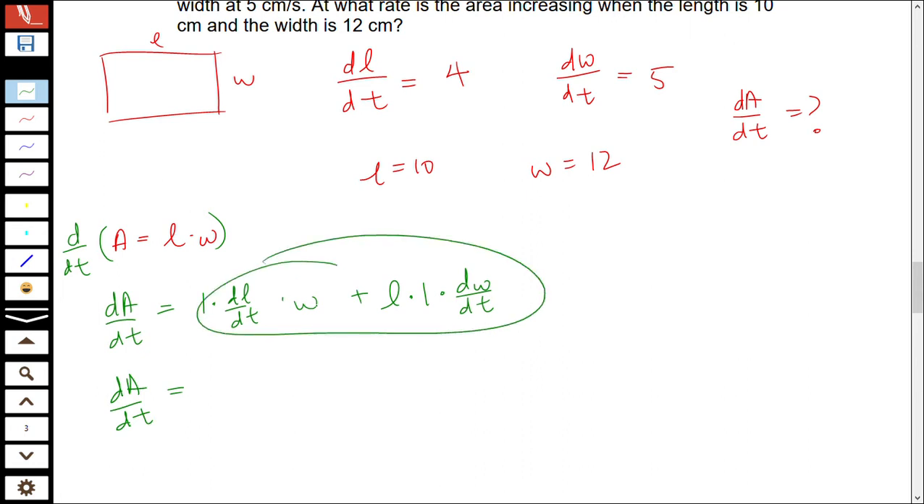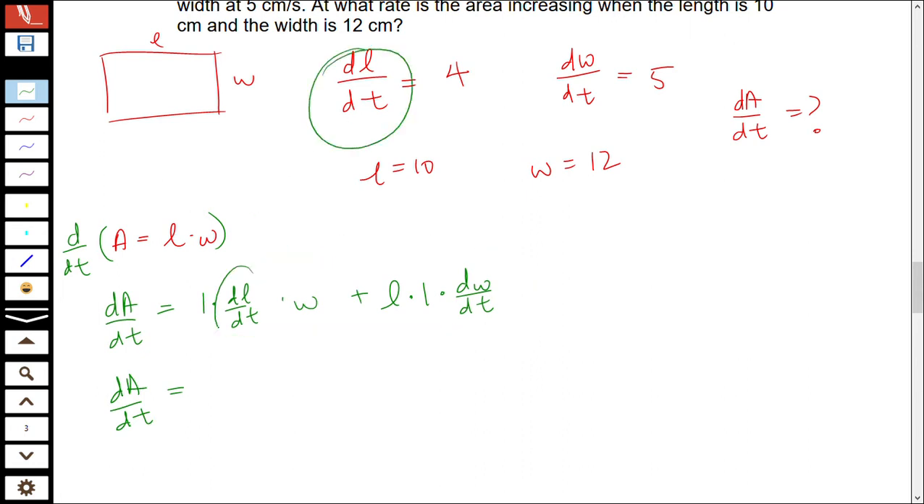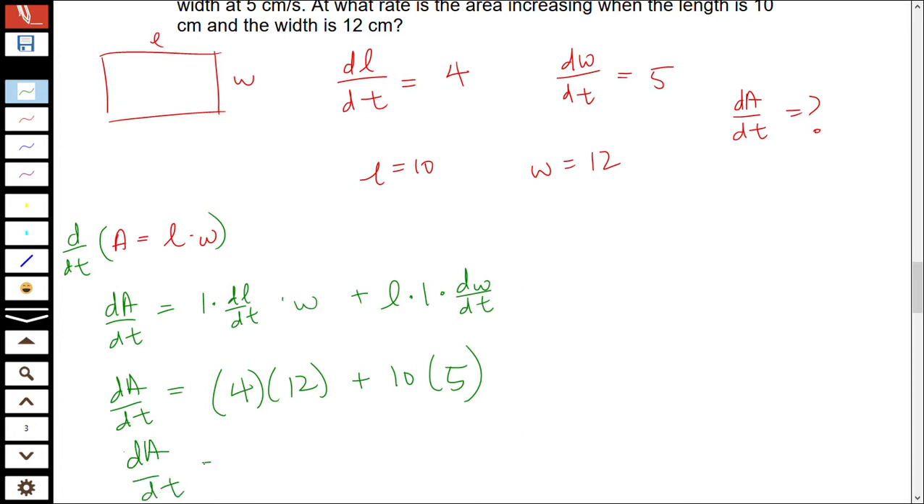And let's see if we know everything. We have our dl over dt, we have our w, and we have our length, and we have our dw over dt, so they tell us everything. So my dl over dt is 4, width is 12, length is 10, dw over dt was 5. So my dA over dt, that's 48 plus 50, that's 98.